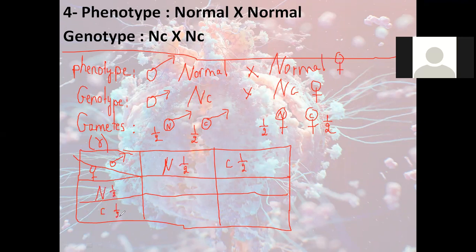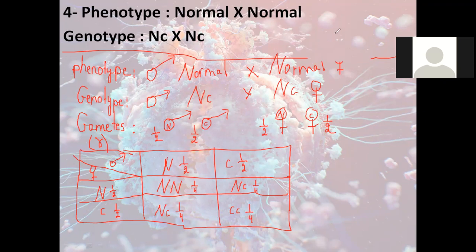So let's continue for the table of cross. N cross N with N is NN. 1 over 2 times 1 over 2, it's 1 over 4. N with C, it's NC. 1 over 2 times 1 over 2, it's 1 over 4. It's math, fractions. C with N, sure we start with the N, so it's NC, it's 1 over 4. And the last one, it's CC, it's 1 over 4.